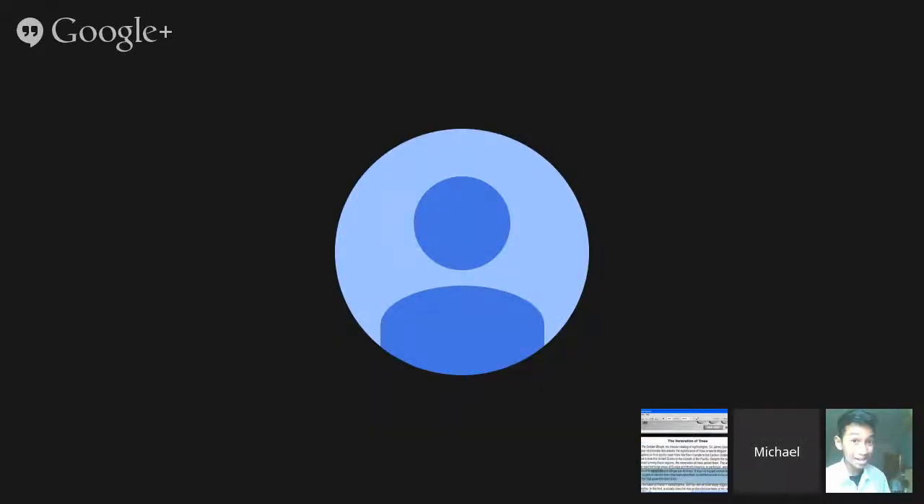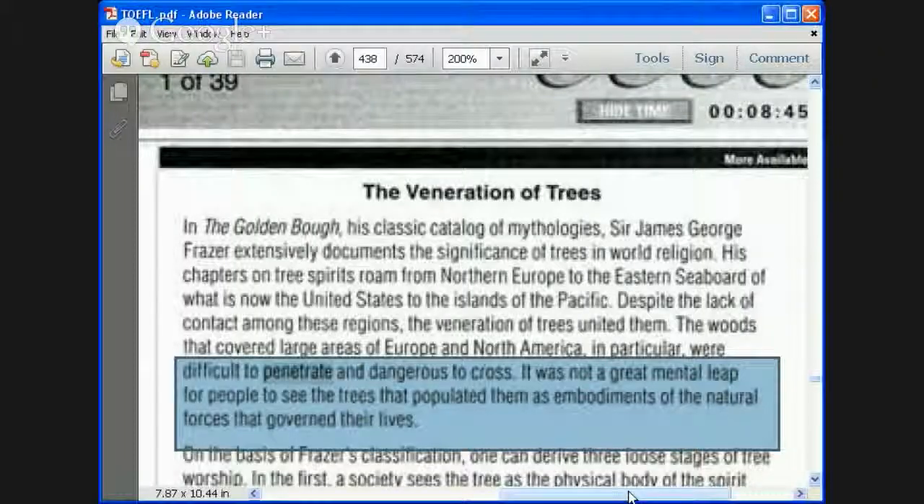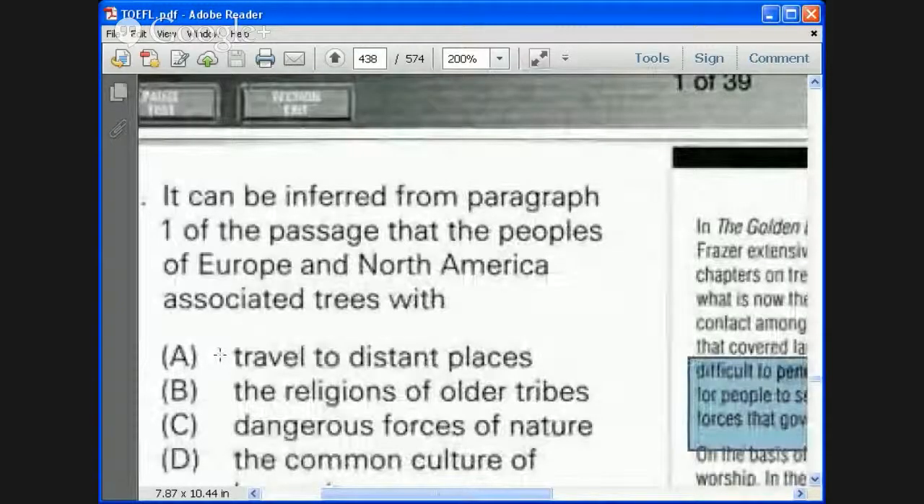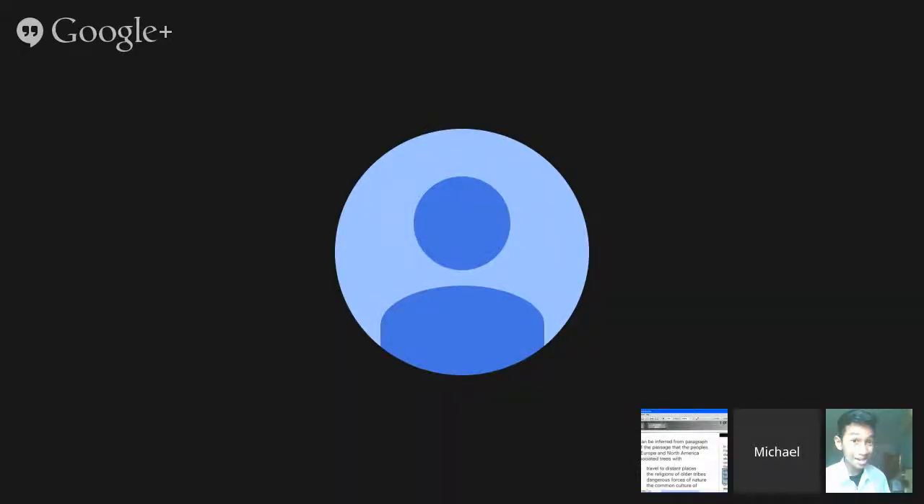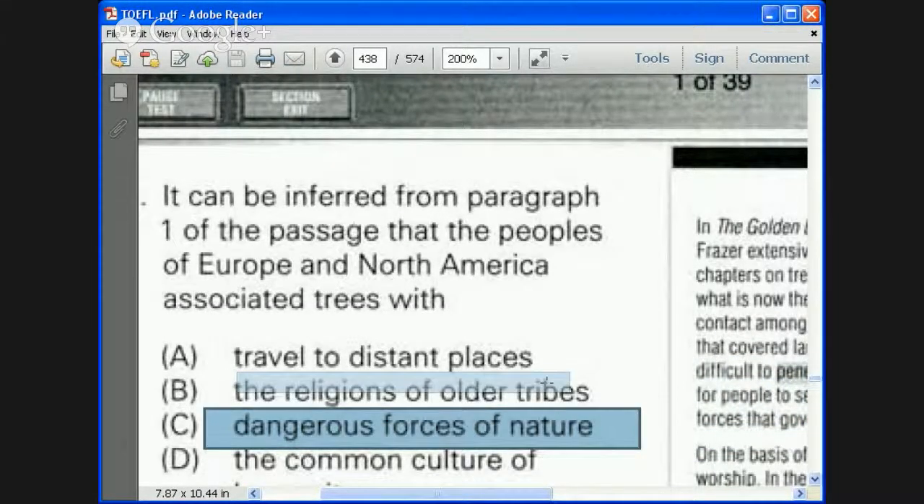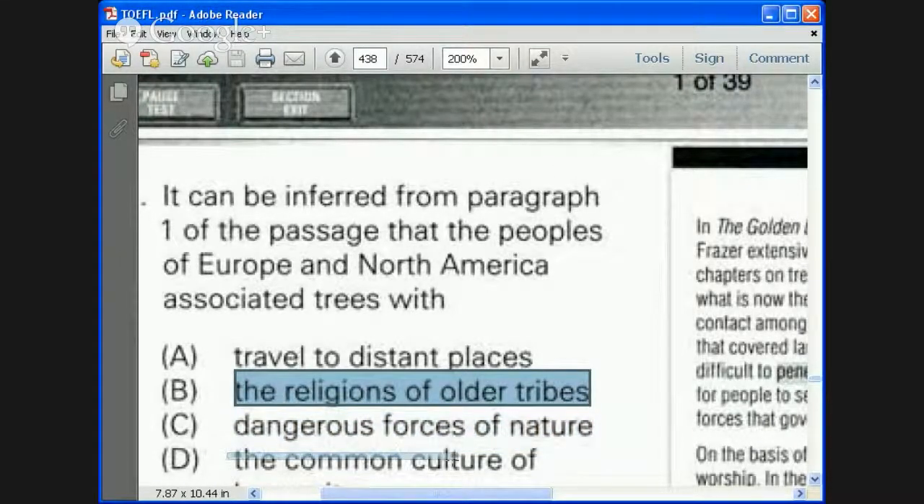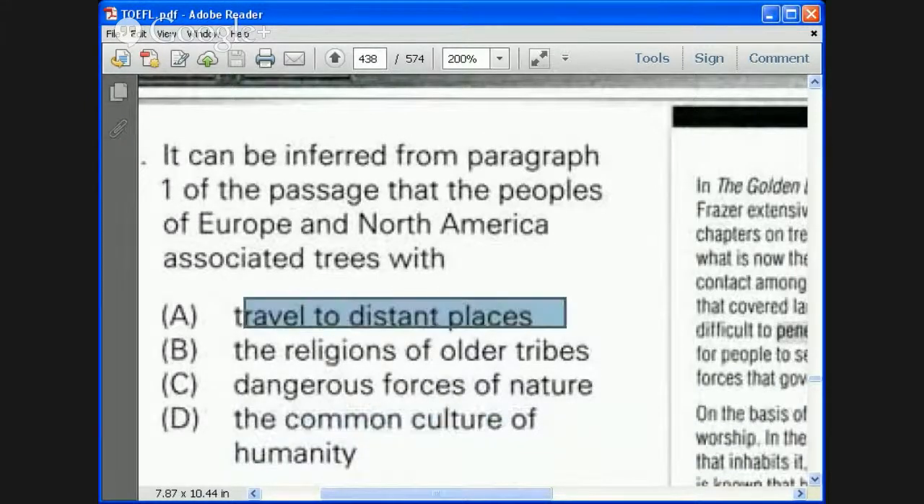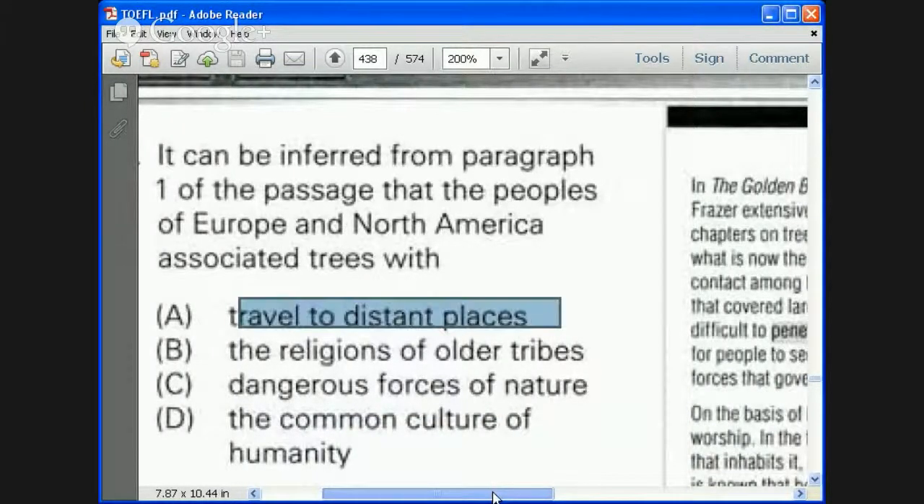I think the important part is embodiments of natural forces that govern their lives. So natural forces. It's C that you dismissed. It's not about culture. It's not about religion of older tribes. It's C. Such dangerous forces of nature. Can't be religions. That's not mentioned. With the common culture of humanity? No, that's ridiculous. Travel to distant places? The only possible choices are C or A.